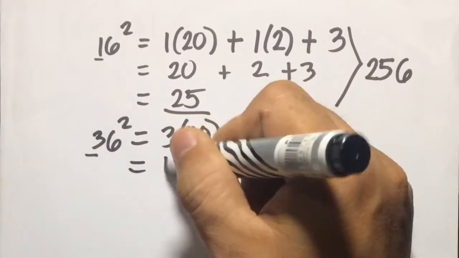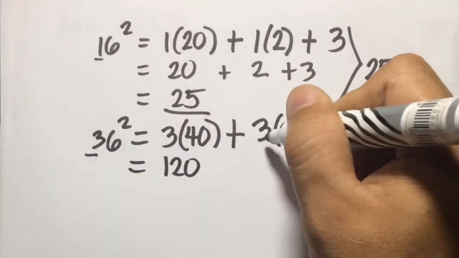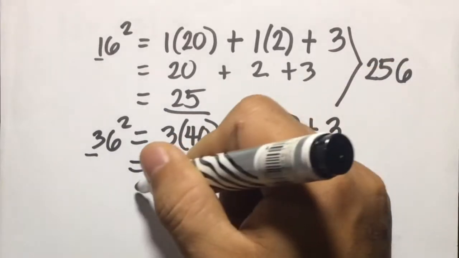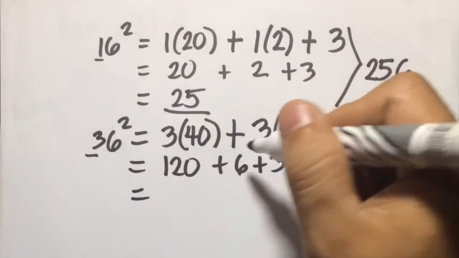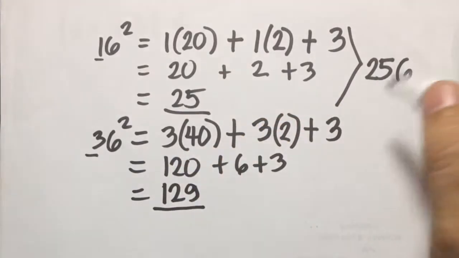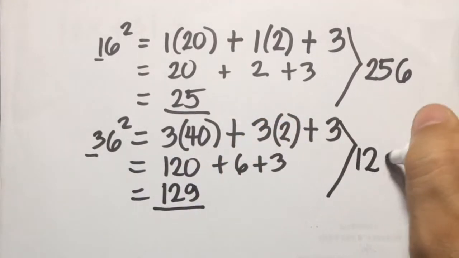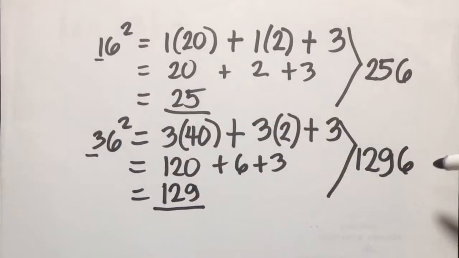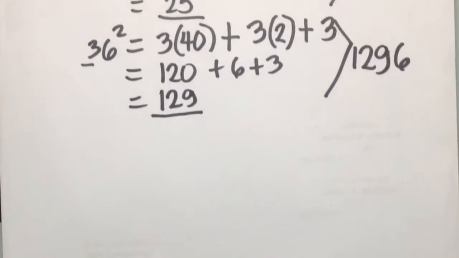Then 3 times 40 is 120. 3 times 2, 6. Then plus 3. So 120 plus 6 plus 3 is 129. So these are the first digits of your answer, 129. Then last digit is 6. So 36 squared is equal to 1,296. Let's have another example.